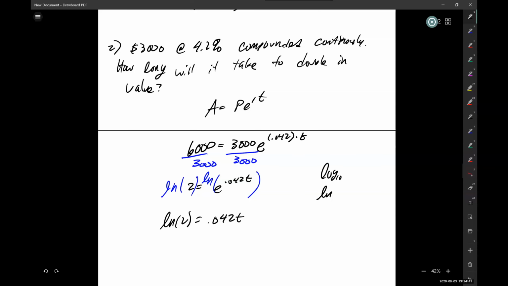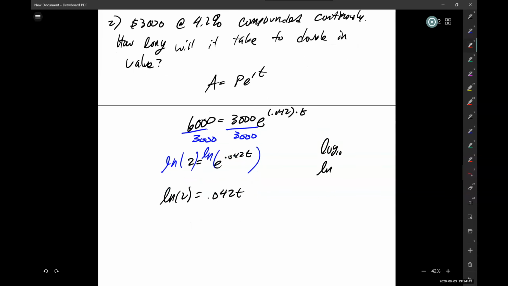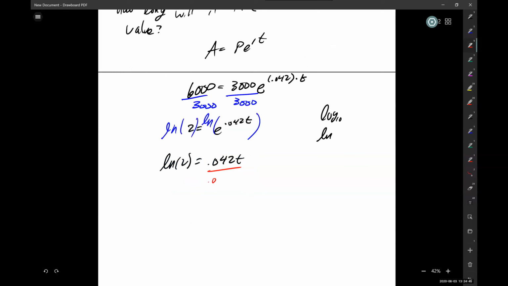So then our last step is just divide out and check it in a calculator. That gives you about 16.504. And that's going to be what we always measure money in, which is 0.